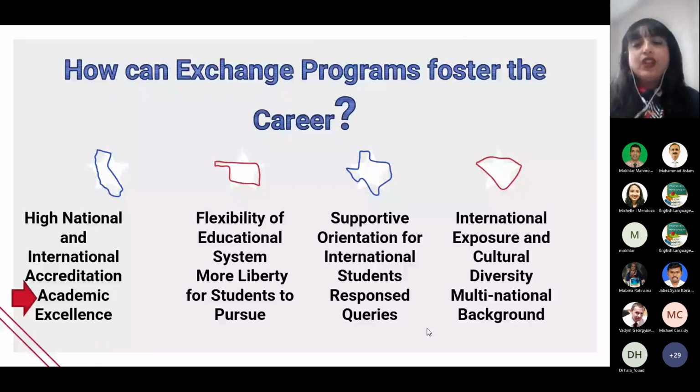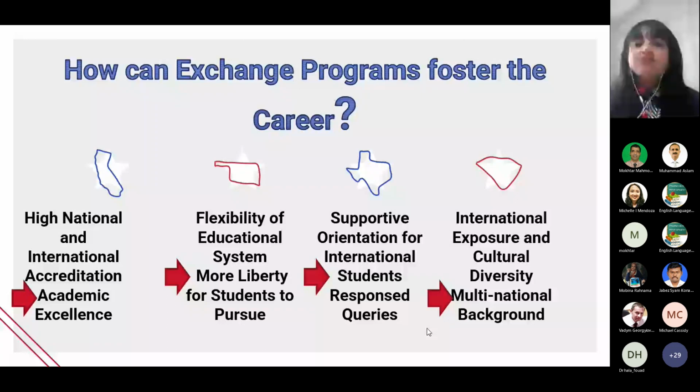Moving on to the flexibility of the educational system, which leads to more liberty for students to pursue what they want, or what they are passionate about. Moving on to the supportive orientation for international students, which means responsive queries. And last, the international exposure and cultural diversity, which leads to a multinational background and also promotes critical thinking.